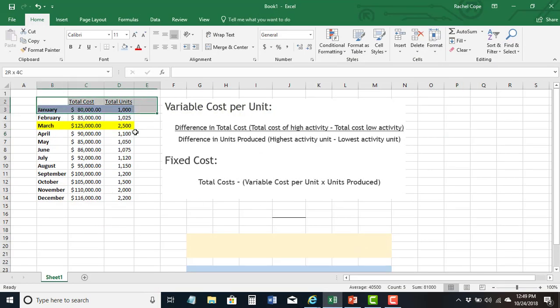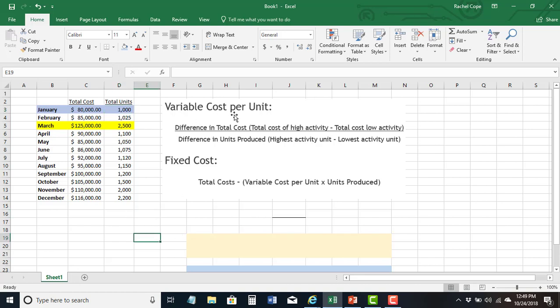So here we have total costs and total units for a full year, January through December. We've got the total costs, the total units for each month. So the highest month was March, highlighted in yellow. We had $125,000 in costs, and we had 2,500 units produced. The lowest month was January. We had costs of $80,000 and total units of 1,000.